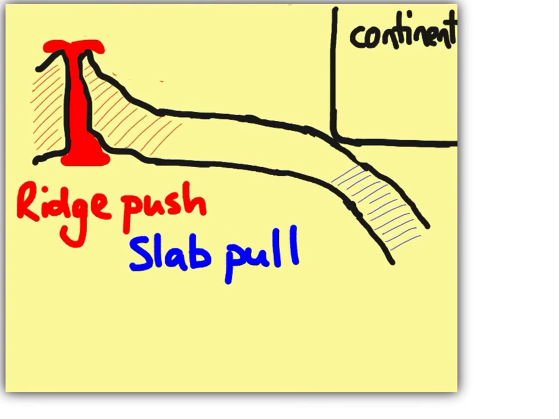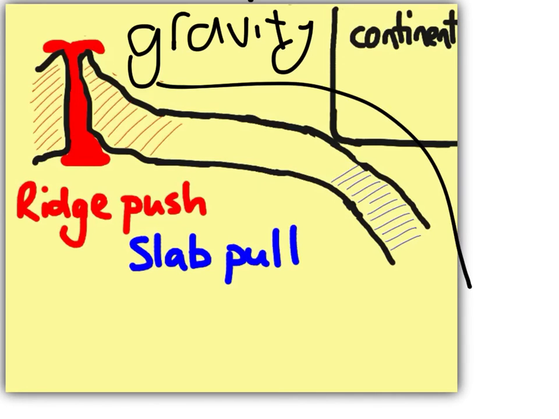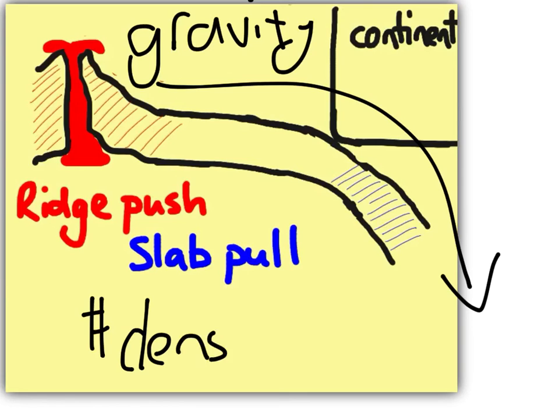Therefore, we call this theory ridge push and slab pull. Two reasons that we call them there. One to do with gravity. Gravity is quite high and it causes things to sink. And number two, due to density. One side of the plate is hot and high, and it's pushing up. The other side of the plate is cold and sinking down.